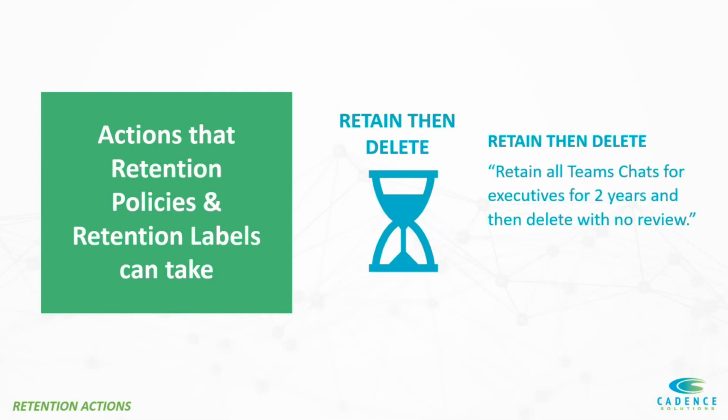The next type is retain then delete. This is saying that any item or file labeled with this retention label, please retain it for like 2 years. So it's going to be retained within the system for 2 years, and then after 2 years, it'll be automatically deleted. So that's the second type.